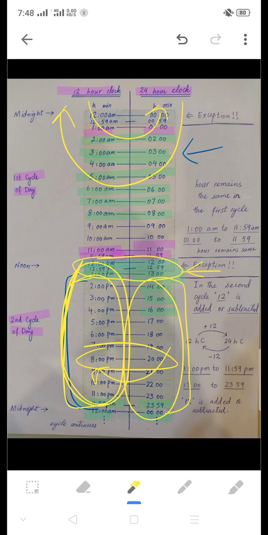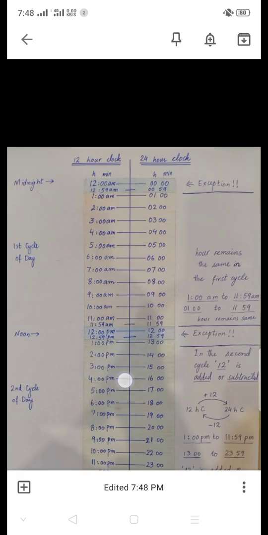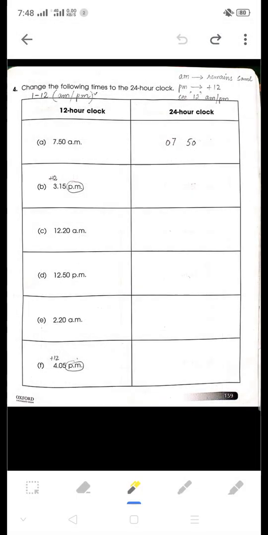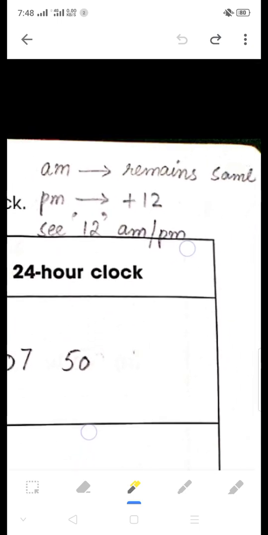Okay, moving on to page 159. See, there are 3 things you have to keep in your mind for this page.